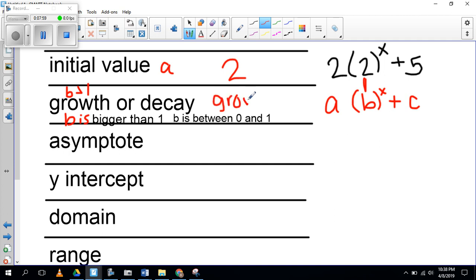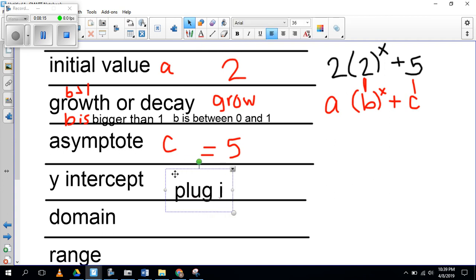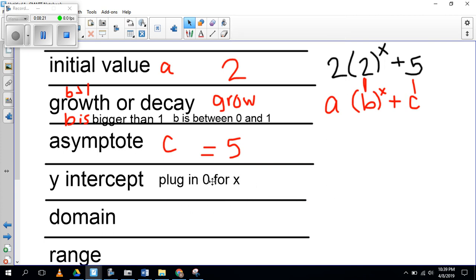Okay? Now, your asymptote, remember that's your C value. So if we look here, above the C is 5. Now, for your y-intercept, what we have to do is plug in 0 for your x. And then we'll get our y-intercept. So we plug in 0.